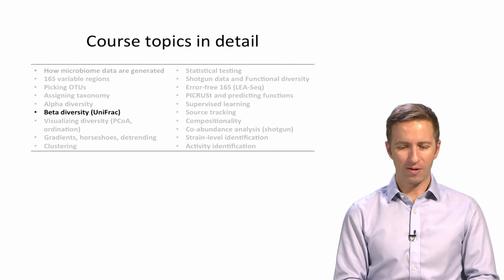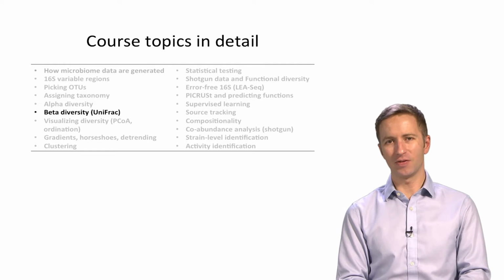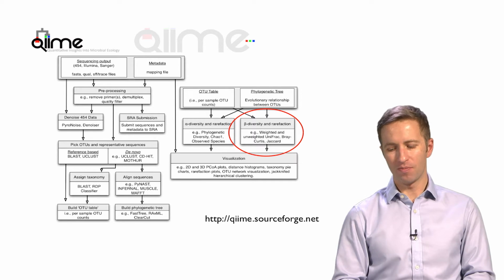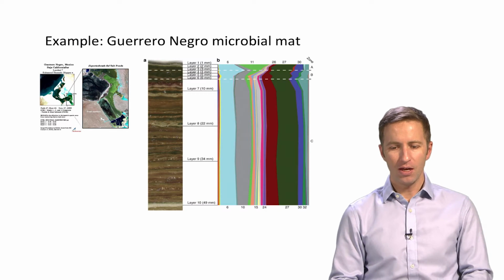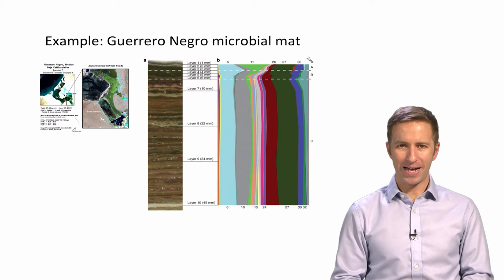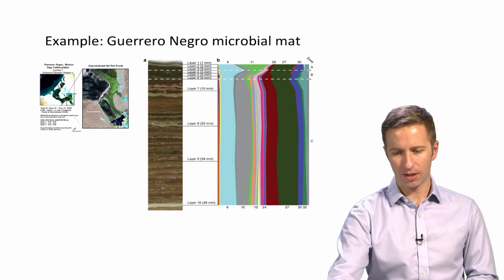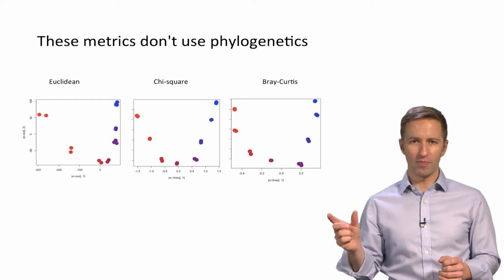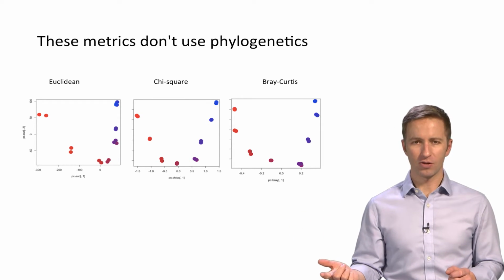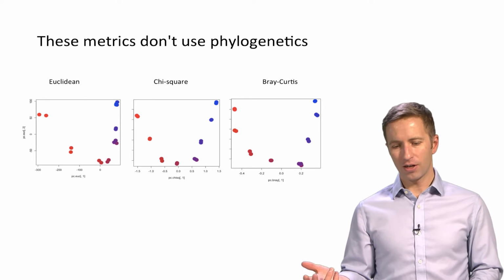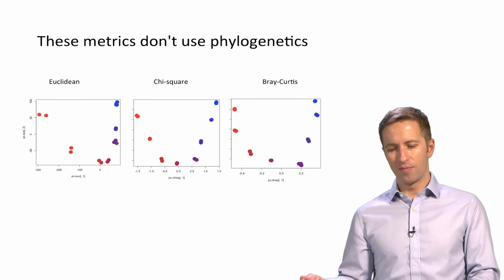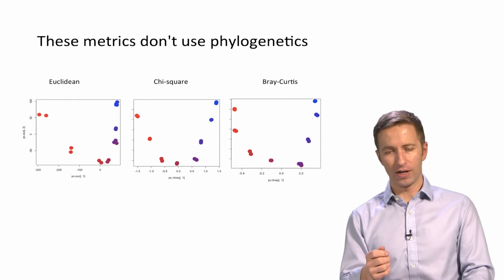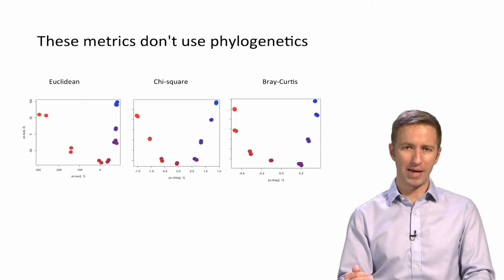In this video, we will talk about beta diversity again, specifically the UniFrac distance metric. So UniFrac is one of the many metrics that's implemented in QIIME. We're going to be using the Guerrero-Negro microbial mat data set that we discussed in the beta diversity video. And previously, we had looked at three different beta diversity metrics: Euclidean, chi-square, and Bray-Curtis. And we saw that they all worked reasonably well in these data, but chi-square perfectly recovered the gradient in the data, the gradient of the depth of the sample in the microbial mat.